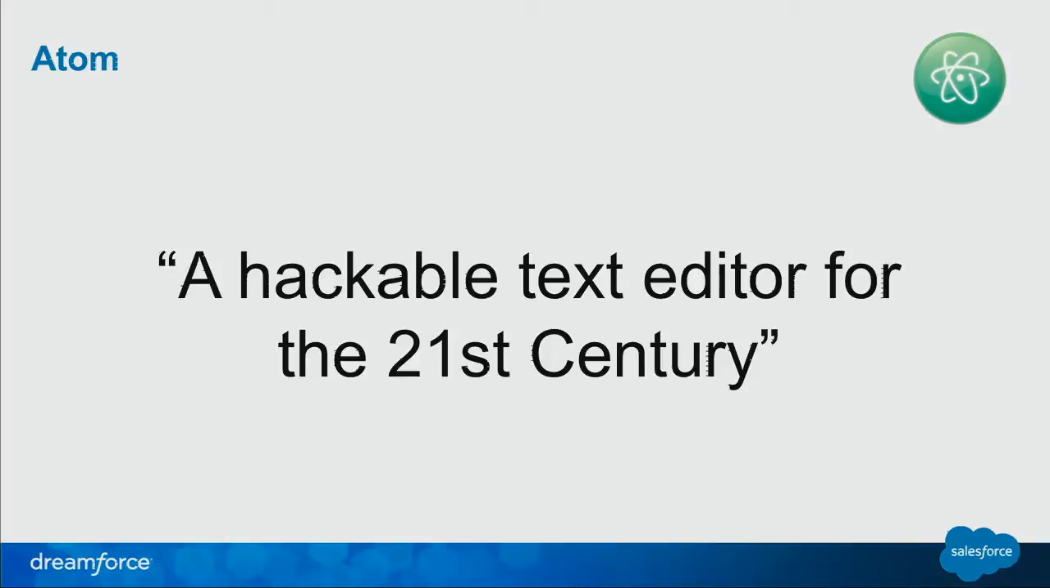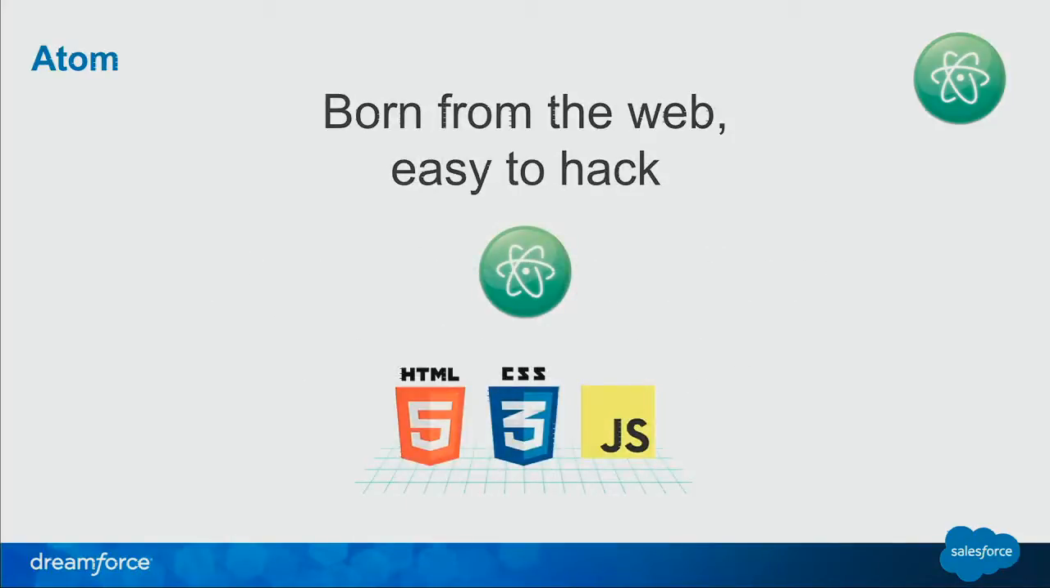So how is it hackable? Well, it's born from the web and easy to hack. This is an important statement. The entire editor is built on Chromium. If you don't know what Chromium is, it's a web framework that Google has built. And other projects built on Chromium include the Google Chrome OS and a little-known browser called Google Chrome. This means that at the core of Atom are easy-to-develop web technologies like HTML5, CSS3, and JavaScript, and I really hope that most of you are familiar with those technologies.